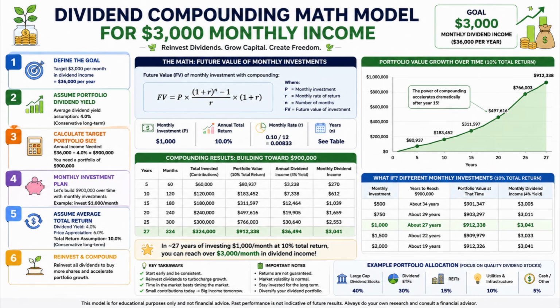Most importantly, dividends should be reinvested during the wealth-building stage. Reinvesting dividends allows the investor to purchase more shares. Those additional shares may then generate more dividends, creating a compounding cycle that becomes more powerful over time.